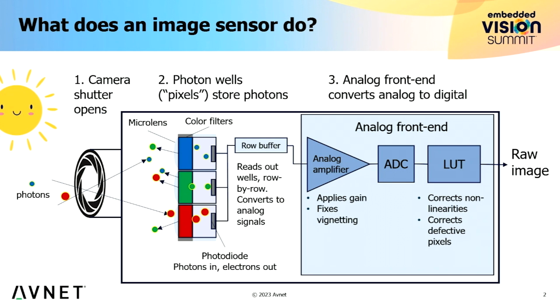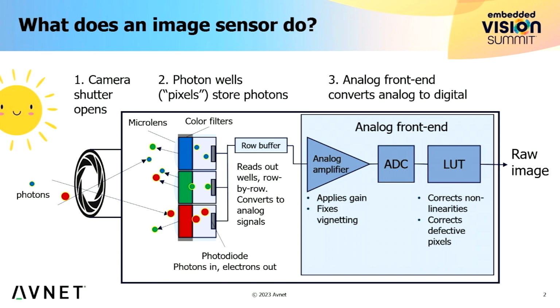So you got your happy sun there. It's sending out all these photons, and when the camera shutter opens, they enter and they fill up the pixels, these pixels that have these photon wells that store photons. The photodiode then converts the photons into electrons, and they're read out by some readout circuitry into this analog front end where they're converted from analog to digital.